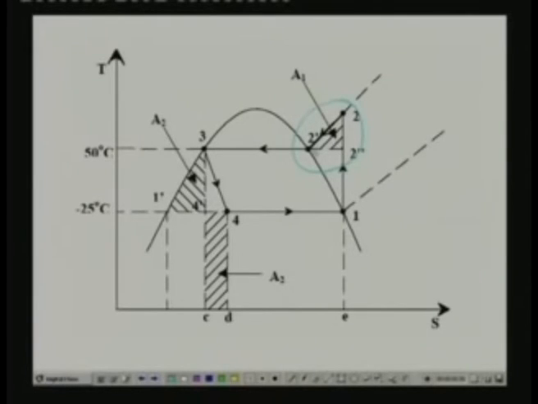Hatched area is nothing but area under 2 dash, that means the complete area, this entire area, minus area under 2 double dash to 2 dash, that means this area. So, if you can find out the area under curve 2 to 2 dash and subtract the area under the curve 2 double dash to 2 dash, you get the superheat horn area. And this is an isobaric process.